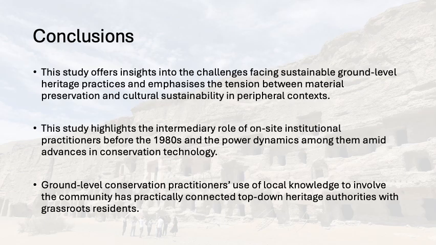This study has shed a focus on understanding the long overlooked impact of on-site spatial planning and regulational changes. This study also highlights the intermediary role of on-site institutional practitioners, especially before the 1980s, as their power dynamics through a gradual procedure of underrepresentation and disempowerment within the evolution of hierarchical heritage management structure amid advances in conservation technology. The ground-level conservation practitioners' use of local knowledge to involve the community has connected the top-down heritage authorities with the grassroots residents. This indicates a practical way for further heritage management to become more inclusive by better incorporating local knowledge.